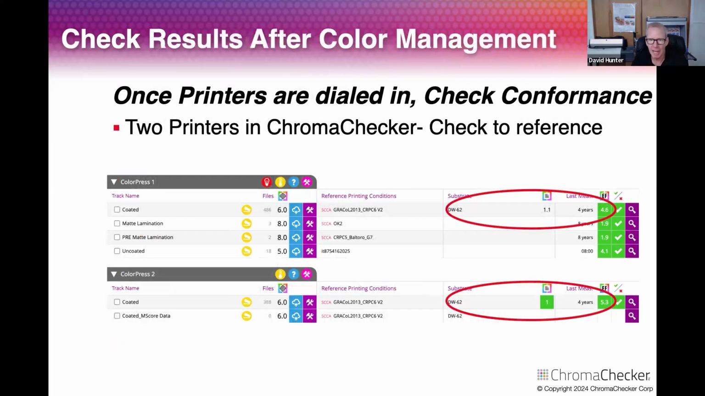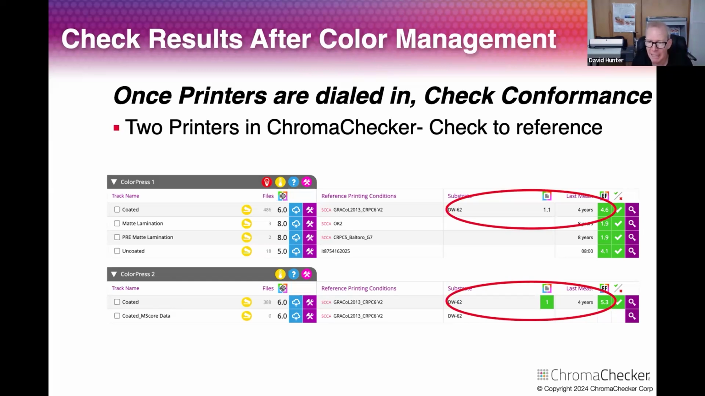Now, once printers are dialed in, so once I've got the profile set up, once I've got the reasonable reference, now I can see how close my printer is hitting my reference. Here's a real life scenario with two color presses. One's a 4.6 E factor to Grackle uncoated. One's a 5.3 E factor to Grackle uncoated. Remember this example, the customer's expectations were a 5. So in this case, I'm passing both of these.